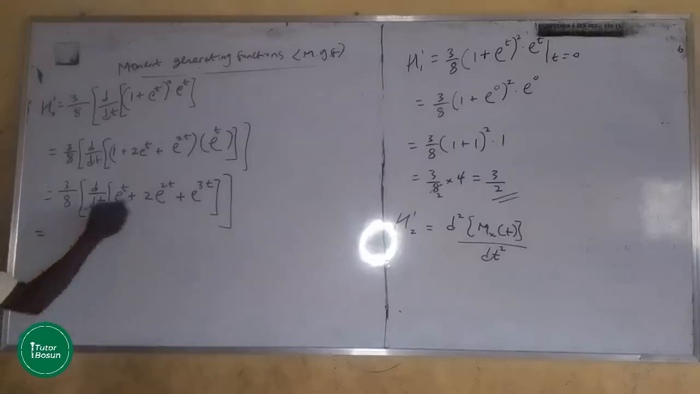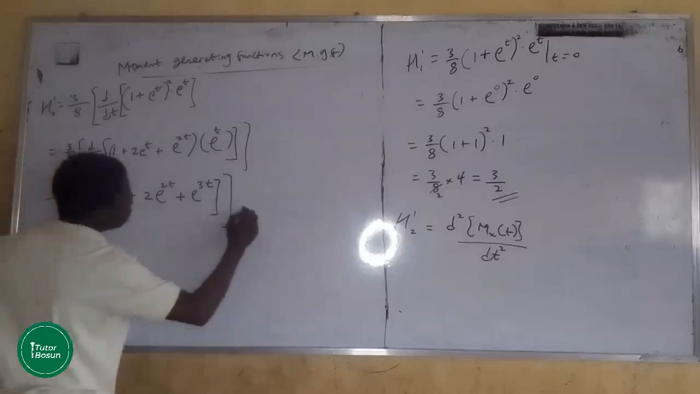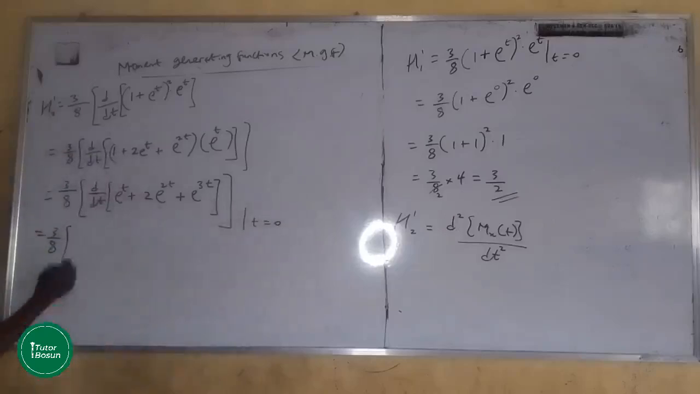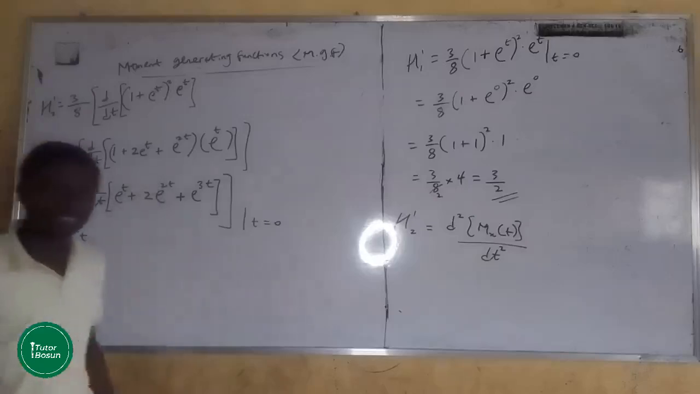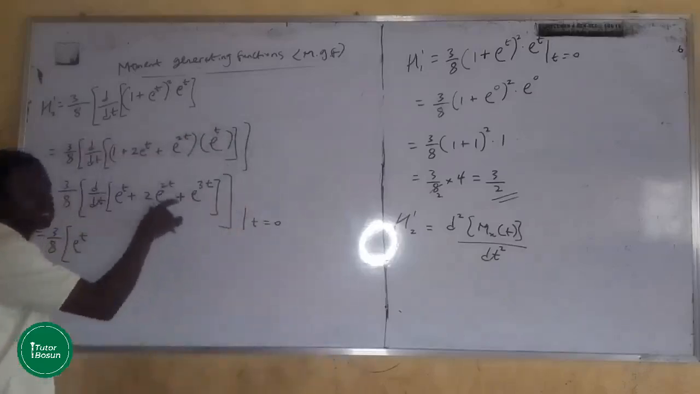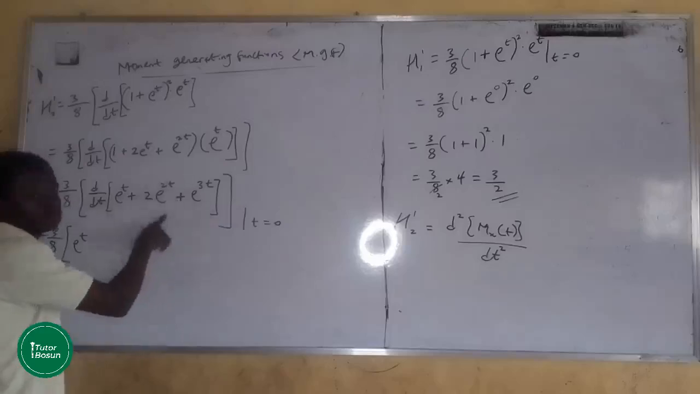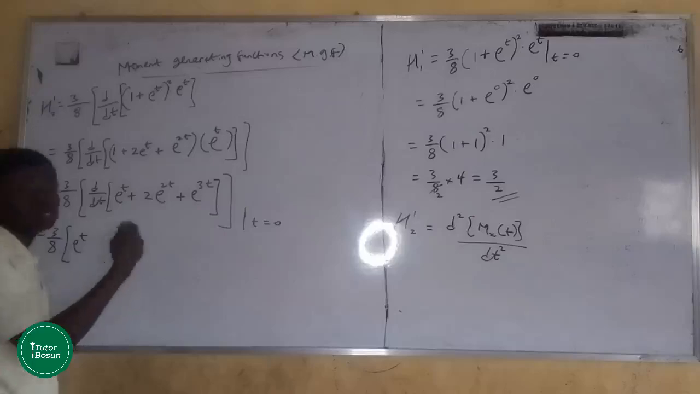So here we have what you can now differentiate. You have 3 over 8 as a constant. Differentiating exponential t gives us exponential t. Differentiation of 2 exponential 2t will give us the trick we usually use. You differentiate the exponent, which will give you 2. Then you use it to multiply. If it is integration, you use it to divide. If it is differentiation, you use it to multiply.